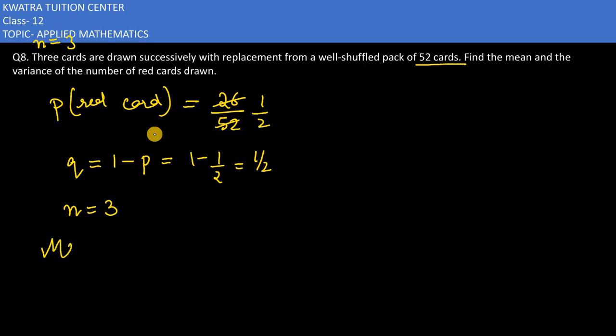अब हमने निकालना क्या, we have to find out the mean. Mean कैसे निकलेगा हमारा, N should get multiplied with P. So that's 3 into half. So 3/2 हो जाएगा हमारा.